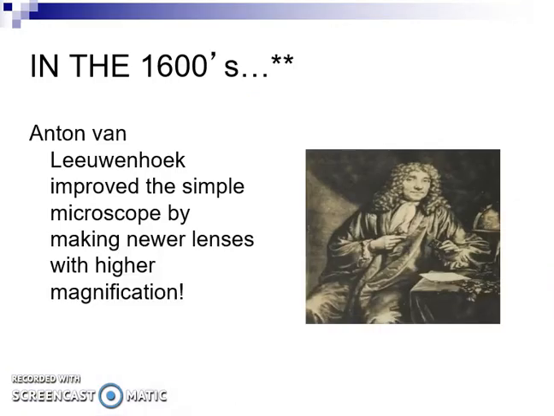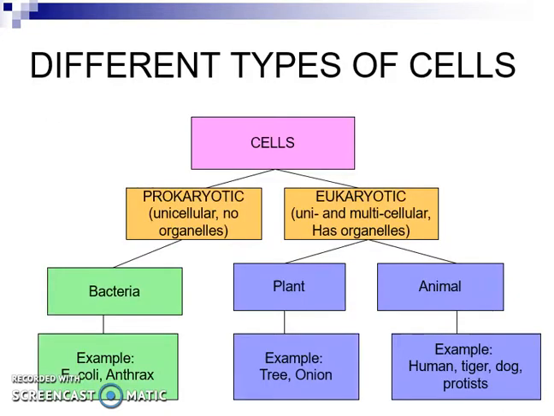In the 1600s, van Leeuwenhoek improved the simple microscope by making just a new lens that was a higher magnification and allowed people to observe a lot more detail. I always repeat in class that we're always limited by technology, and this is a prime example of why. So I just want to run through a nice little breakdown before we get into a little bit more history.